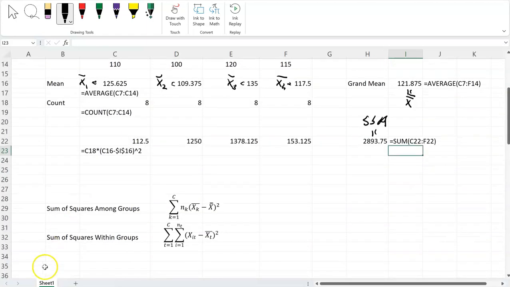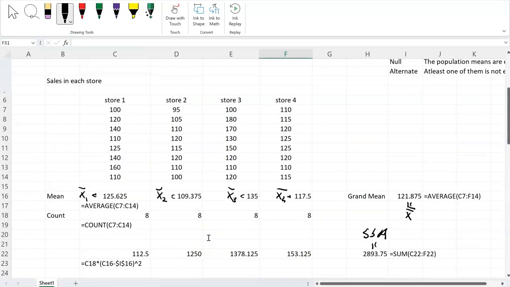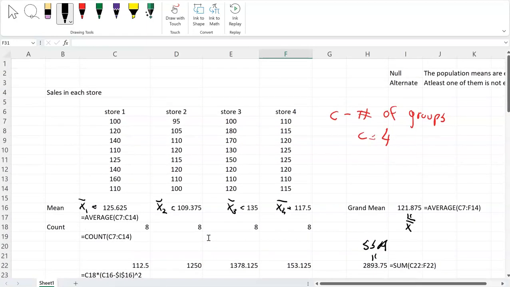The next is SSW. Now this again has 2 summations, so it looks even more intimidating than the first one. But what we are doing here is first, we are taking each group. There are C groups that I have, so 4 groups. For group 1, we will take each number that's in the group and subtract the mean from it. So let us work on it.